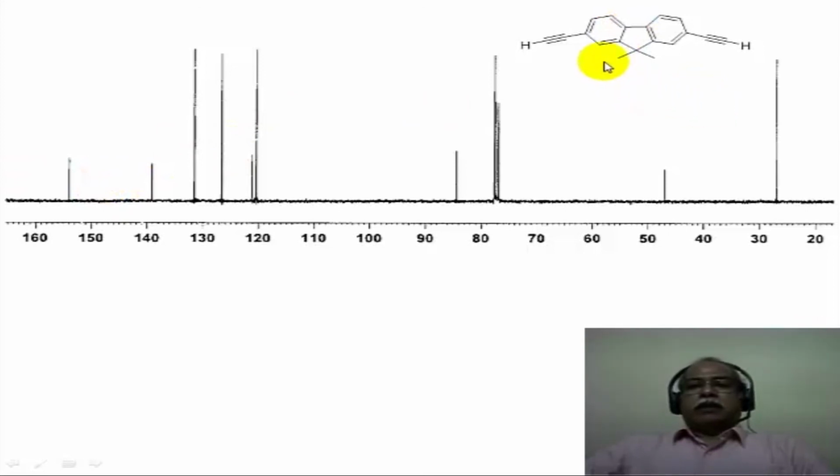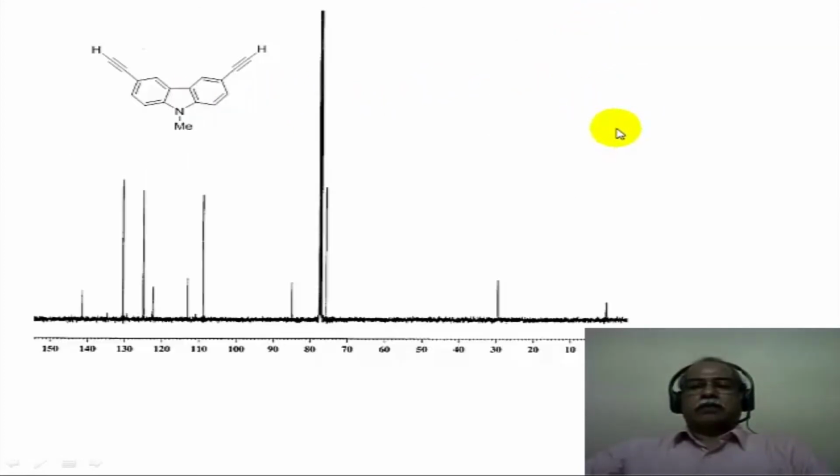And finally, the three CH carbons of the aromatic ring also come. From the intensity we can tell these are the CH carbons. Which one is which is rather difficult to say. One can calculate based on certain additivity rules to find out the nature of the chemical shift for these three different CH carbons in this molecule.